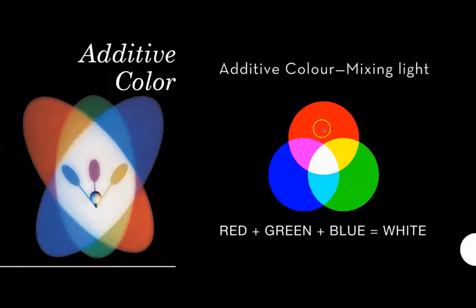Here, the red has a complementary color cyan. When you add those two together, you get white. When you add blue light and its complementary yellow light, you get white. When you add green light to its complementary magenta light, you get white.